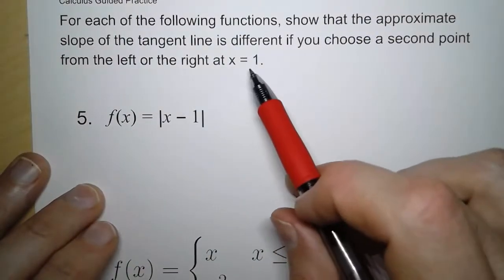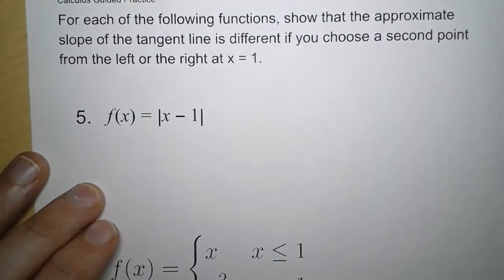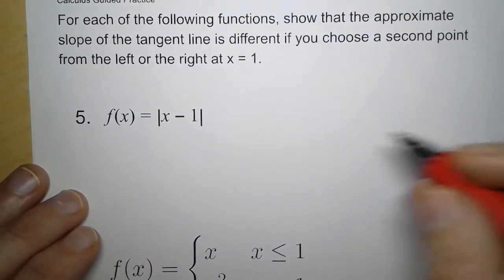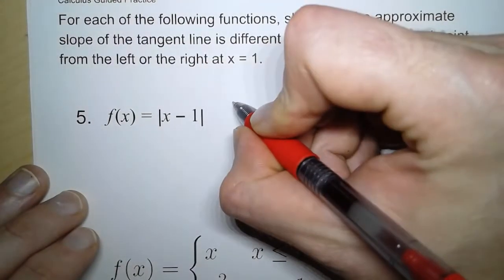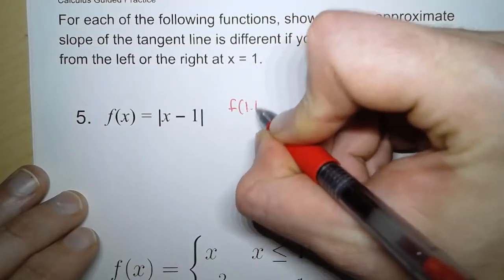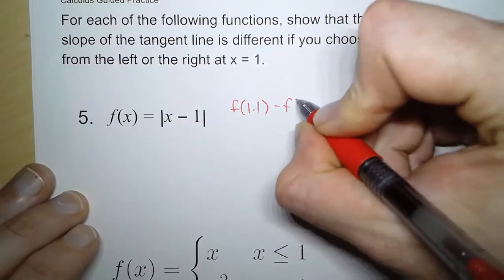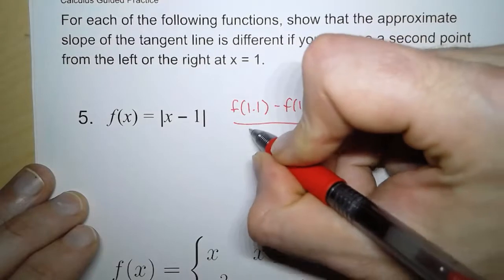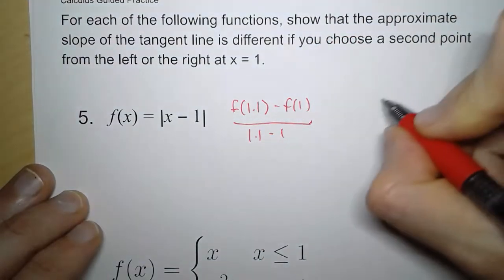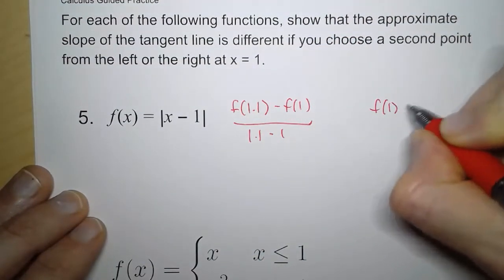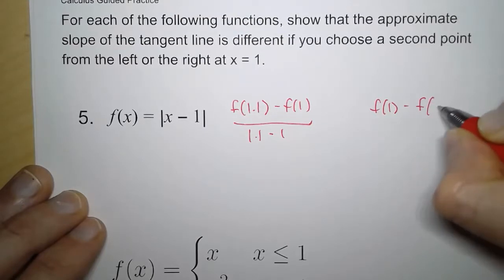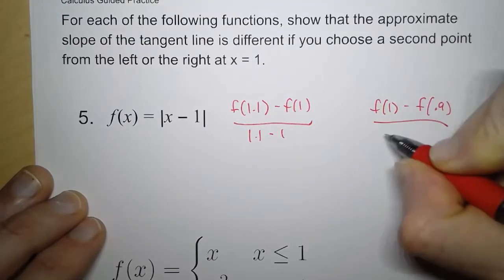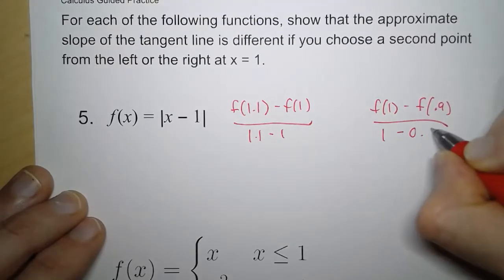So if we choose a point to the left of 0.1 and to the right of 0.1, they produce different slopes. So for number 5, let's see that. Here we have (f(1.1) - f(1)) / (1.1 - 1) versus (f(1) - f(0.9)) / (1 - 0.9).